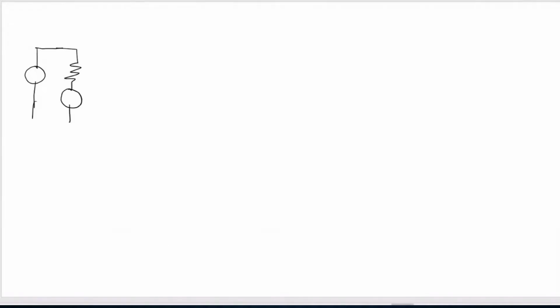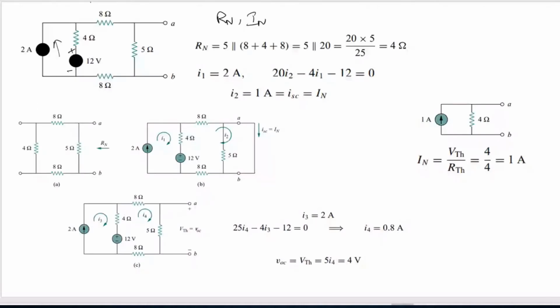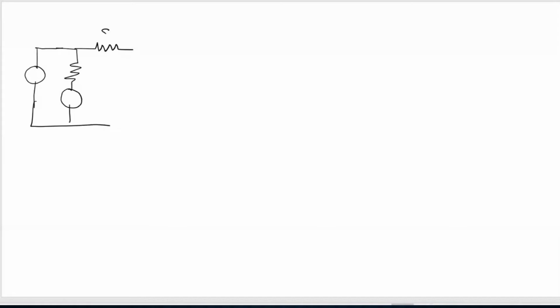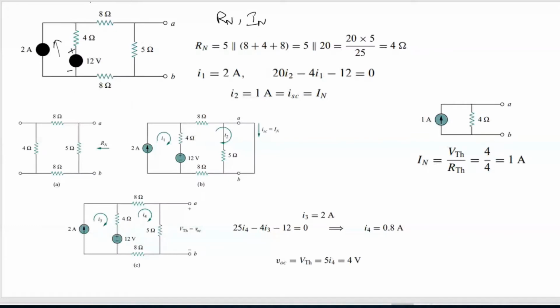So the first step is to find Rn. To find Rn, what do you have to do? We have to open the current source and short the voltage source. How many voltage sources are there? One voltage source, so you have to short it. And how many current sources are there? One current source, you have to open it. Then the circuit will become like this.